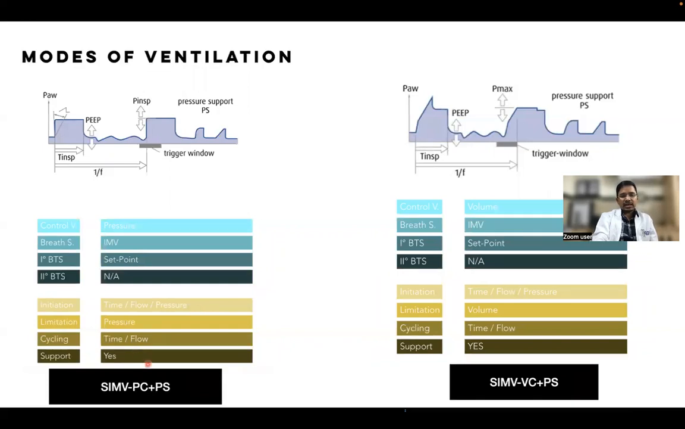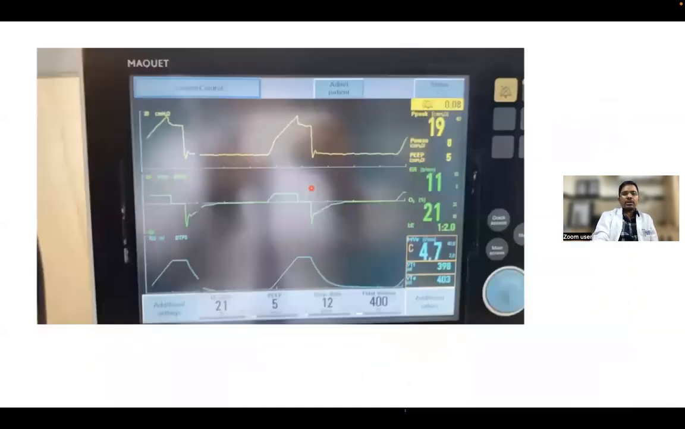Whereas in SIMV, pressure control plus pressure support mode, the patient can take some spontaneous breaths, which could be supported or might not be supported. These are the machine breaths, these are the pressure supported, or these are the spontaneous CPAP pressure breathing. Next, we can see the different types of mode of ventilation.